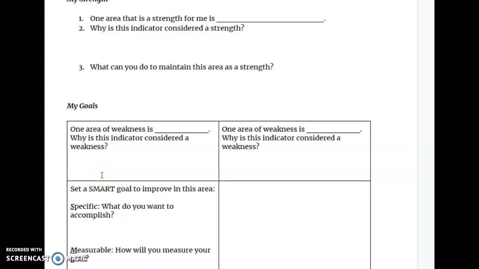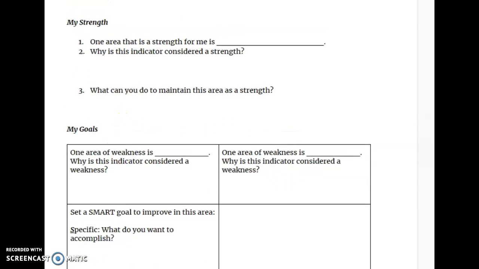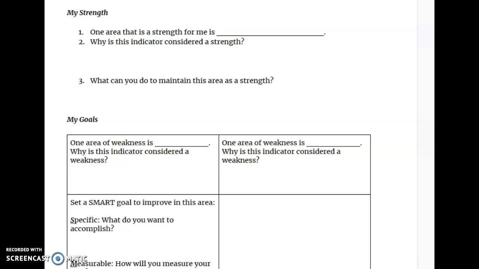So now let's take a look at the second part of your goal setting. Yesterday you completed your data dig, and so today we're going to take a look at your strengths. We're going to set some goals that will guide your work in ELT. So remember our student whose data we looked at yesterday.